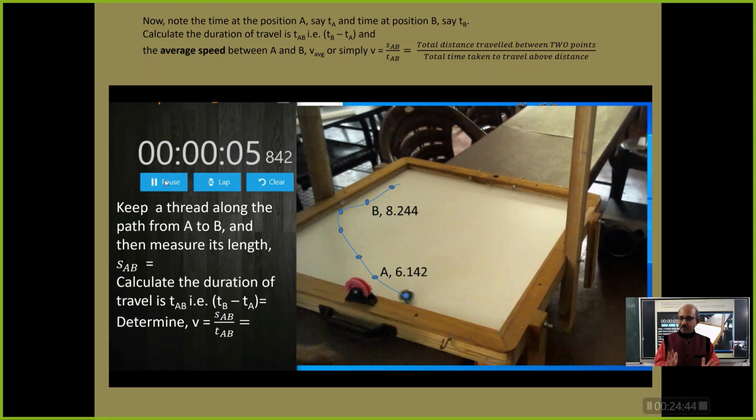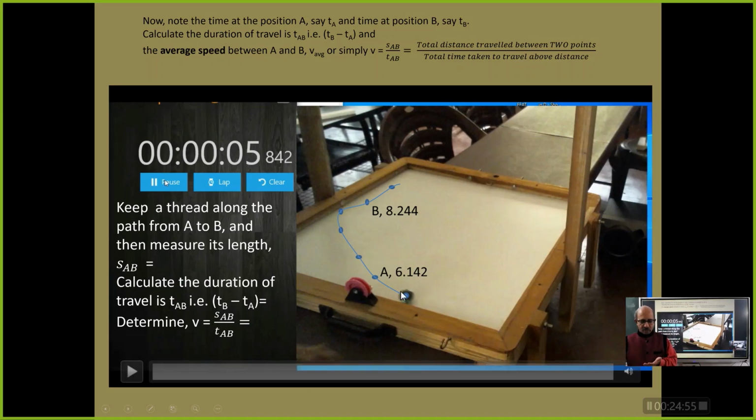And next is, how will you measure this speed? There are many ways of measuring speeds. There are many different types of speeds. One of them is average speed. Now you see what you do here to measure the average speed. So it is traveling, it is going to travel along this path. Observe this once again.